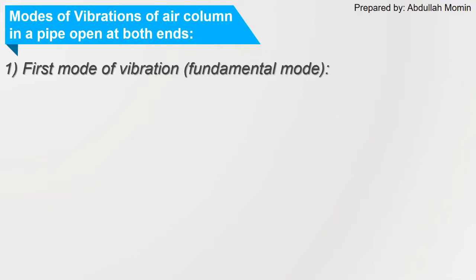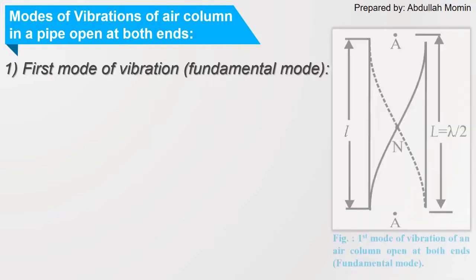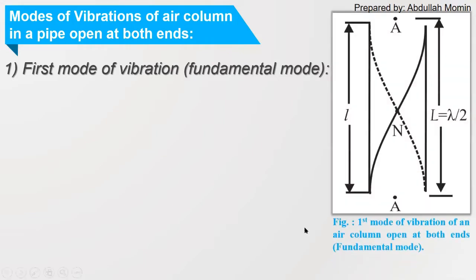and it is also called as fundamental mode of vibration. So when an air column vibrates in a pipe which is open at both ends, then according to the boundary condition, we know that at both of its open ends, antinode will be formed, and in between these two antinodes, there should be a node. And here in total we are getting two antinodes, and in between these two antinodes we are getting one node.